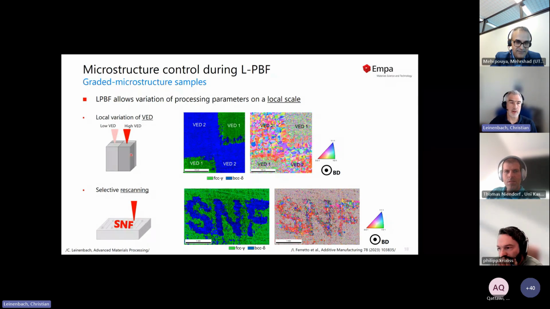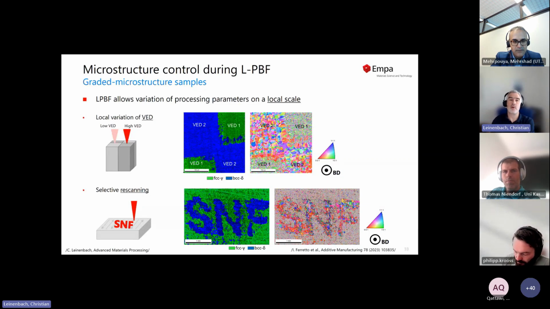And this we demonstrated here by just printing a chessboard of our shape memory alloy, making it in different regions either BCC or in other regions, as indicated here, FCC. So in all figures, BCC is blue and FCC is green. And there you can see also the impact on the grain size.